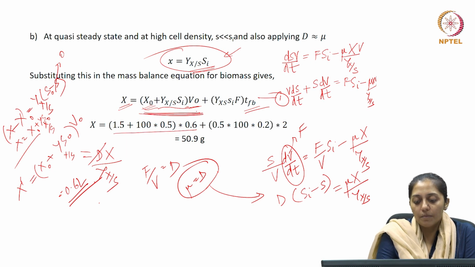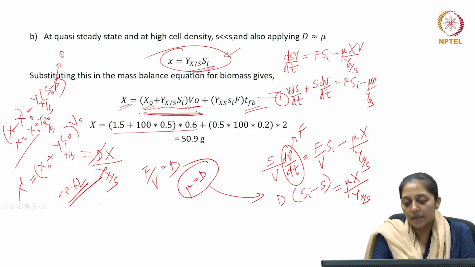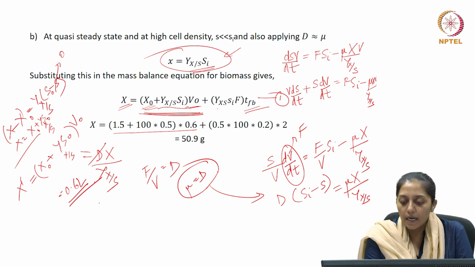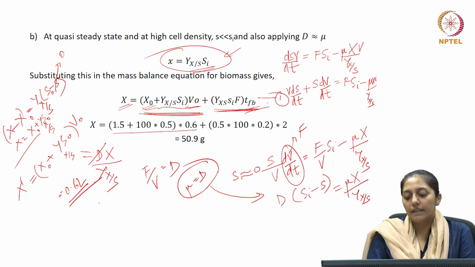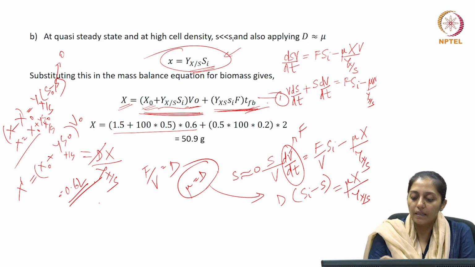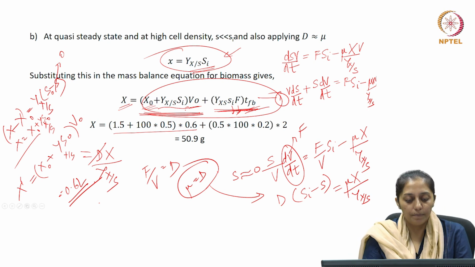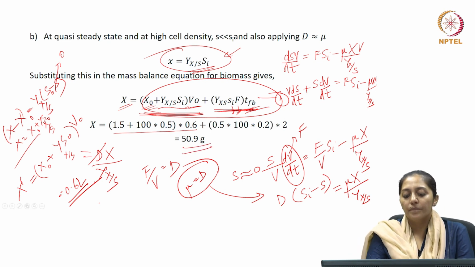This will be the initial amount of biomass present at the beginning of the fed batch, and then as the feeding continues, it will change, keeping the system at the state where S is nearly 0. tFB is the time for which the feeding is being done, F is the volumetric flow rate of the feed, and Si is the feed substrate concentration. So, then your X will be changing like this, which is the amount of biomass. This comes out to be 50.9 grams.